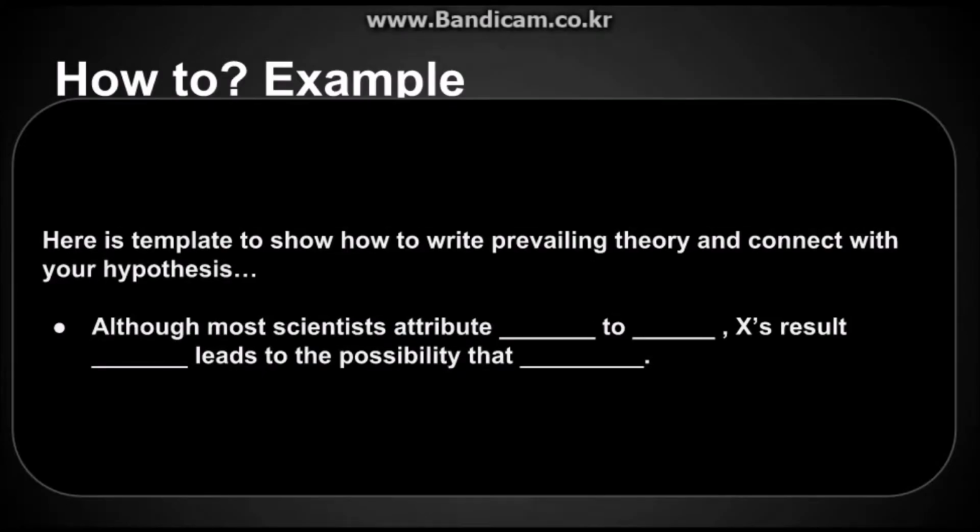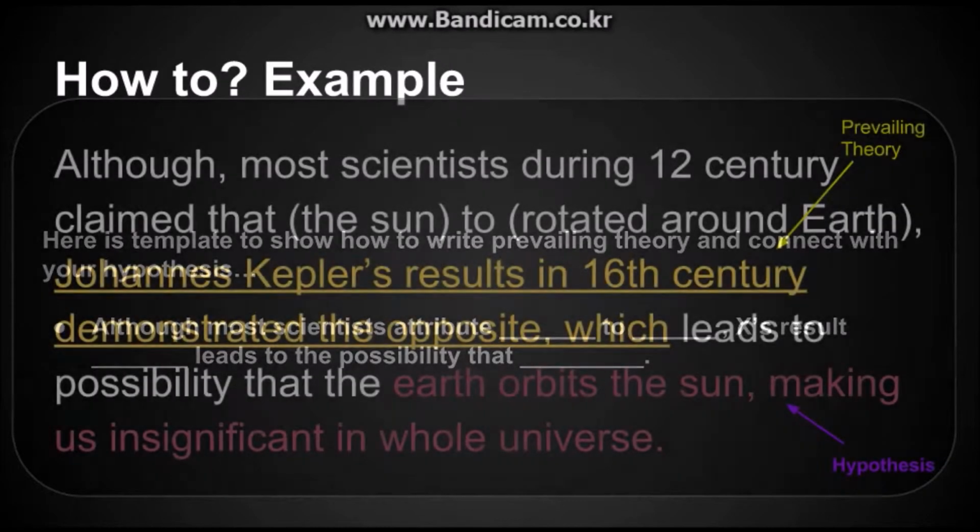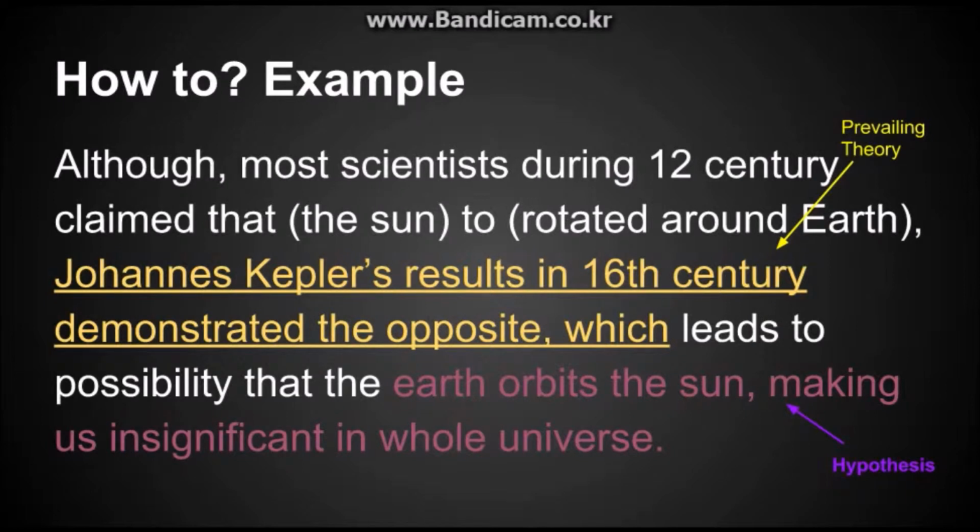So here is a template that you can use. Put prevailing theory first, then make your hypothesis. There is an example. Providing Johannes Kepler's study before establishing your hypothesis by using astronomical fact helps the reader to be clear about your target. You have to be clear when you state your argument in the scientific essay.